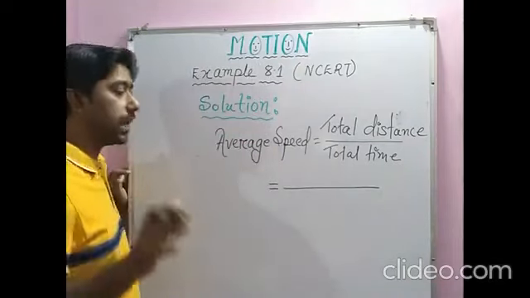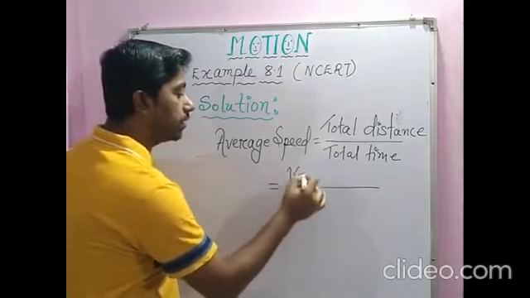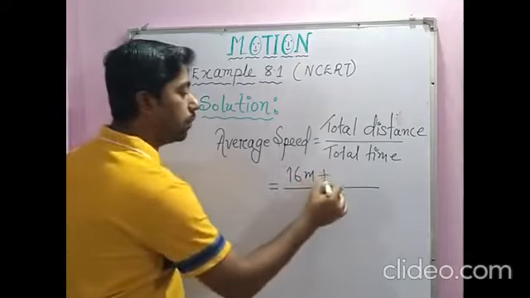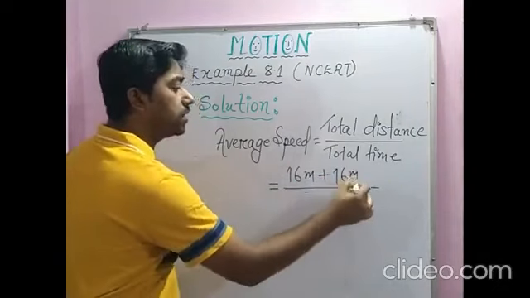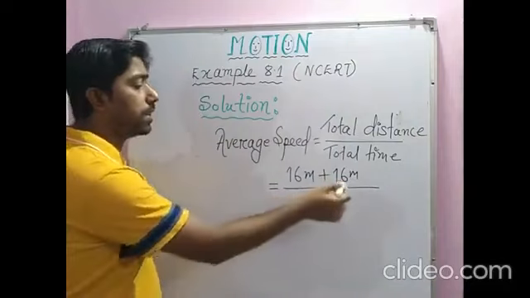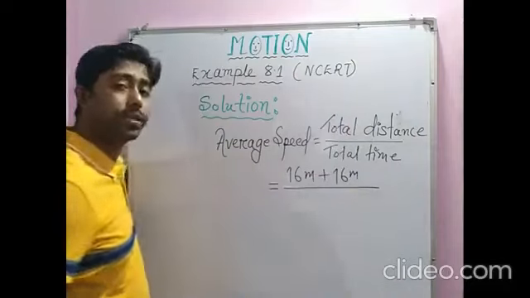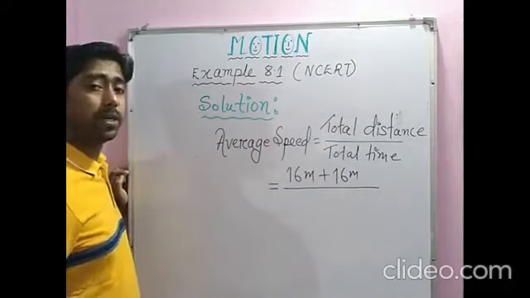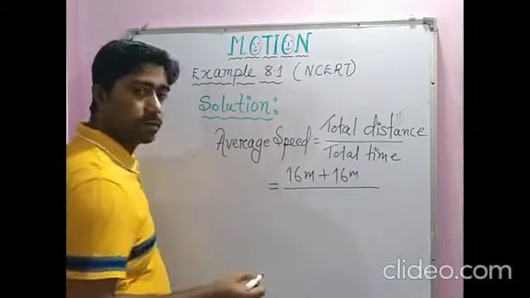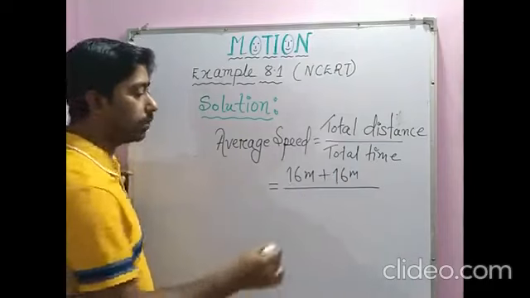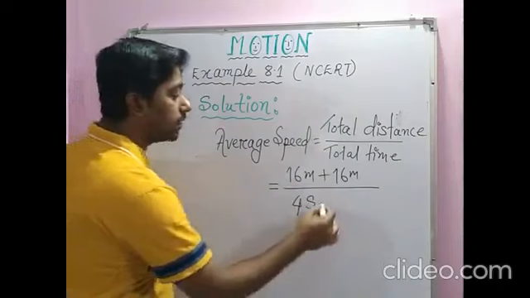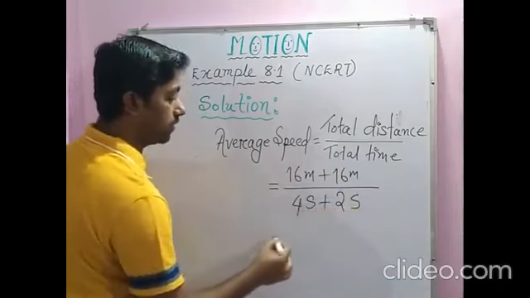In the first instance, the body has traversed 16 meters. In the second instance, the body has traversed the same distance. It is not necessary, but in the question it is given. Both are same. 16 meter plus 16 meter gives us the total distance, divided by total time. What is the total time? You will see, to travel the first 16 meter, the body takes 4 seconds. To travel the second 16 meter, the body takes 2 seconds.